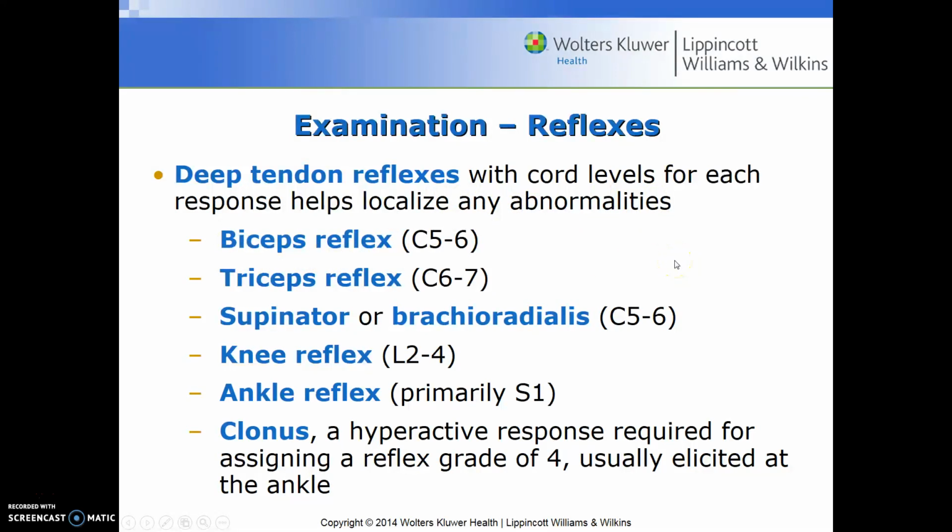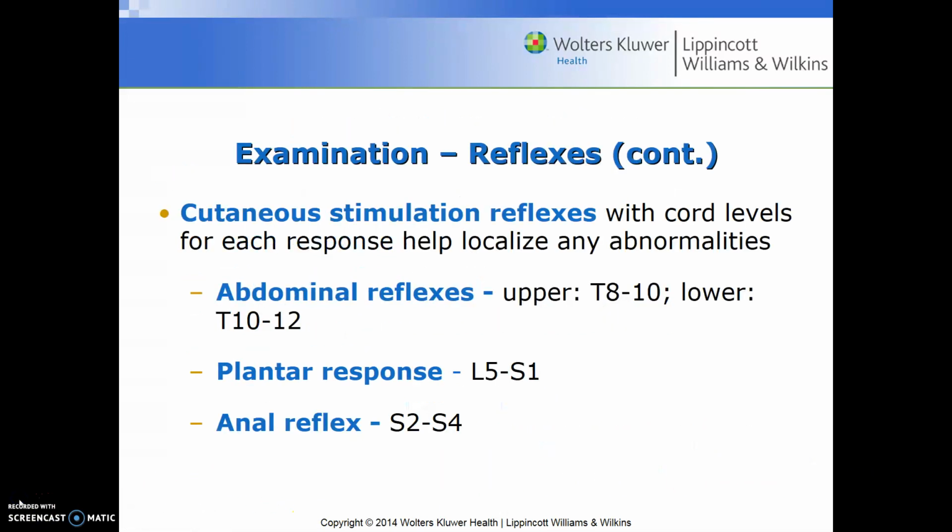So look at that bicep reflex, C5 and 6, triceps, C6 and 7, supinator or brachioradialis, you're looking at abnormalities of C5 and 6, knee reflex is L2 through 4, ankle primarily S1, and then clonus would be a hyperactive response required for assigning a reflex grade of 4. It's usually elicited at the ankle. There are 3 cutaneous stimulation reflexes, so on the skin, with cord levels for a response to localized abnormalities. Look at these, the abdominal reflexes, the upper T8 to 10, and the lower T10 through 12, if they're positive. Plantar responses, L5 and S1, and then the anal reflexes, S2 and S4. These are very useful when trying to localize abnormalities.